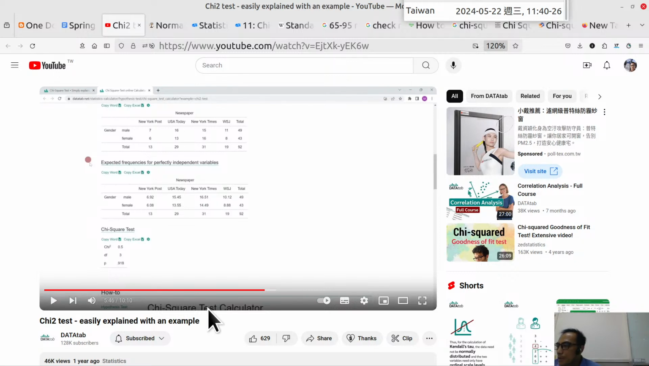Okay, let me go back a little bit. Here the chi-square value is 0.5, and df is degree of freedom. It means there are two kinds, female and male, and the other one is the newspaper, so newspaper and male and female. Thus, that will be 4 subtract 1, that's 3. And the p-value, the probability value, is 0.918. There is no significant difference.